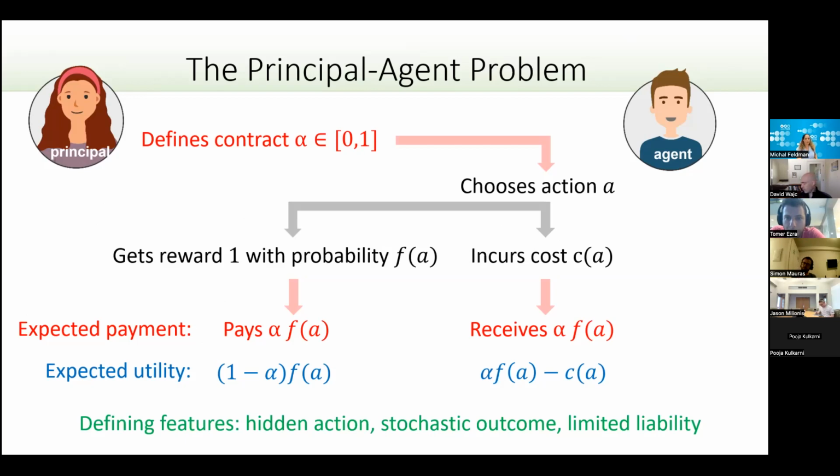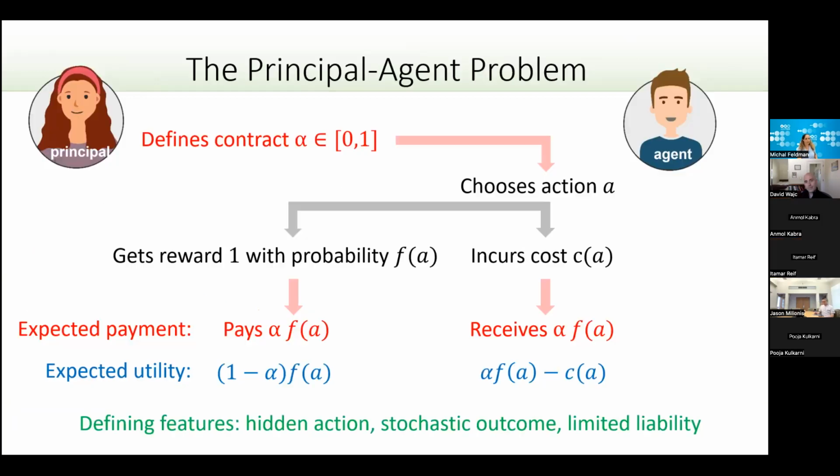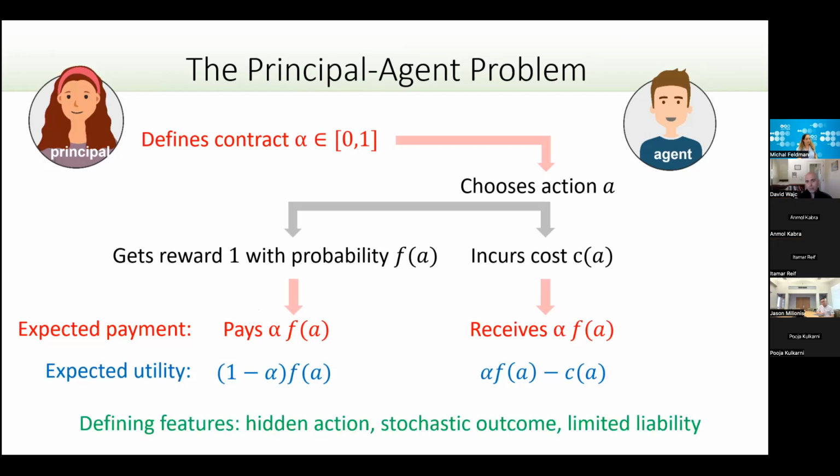Okay, thank you. I have a question. Sure. If you go back to the previous slide, if the function f is known to the principal, if c is known to the principal, assuming that the agent maximizes their utility, couldn't the principal calculate the best action? So the action would also be known to the principal?